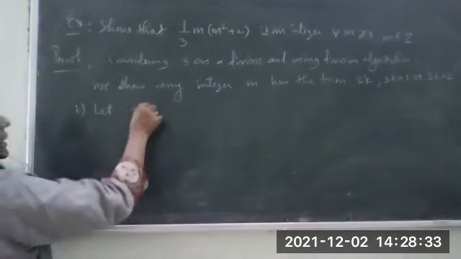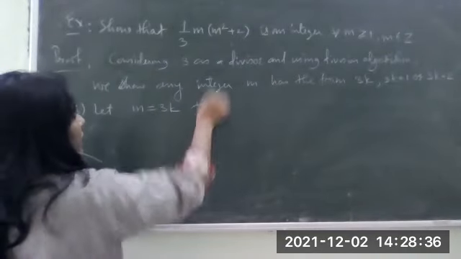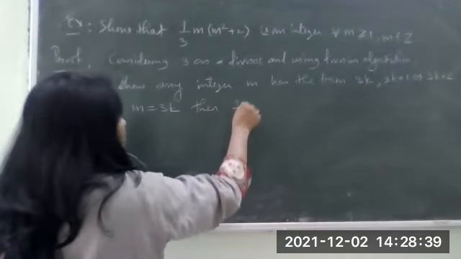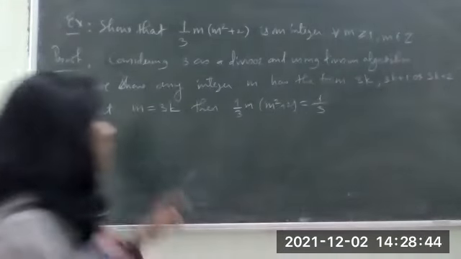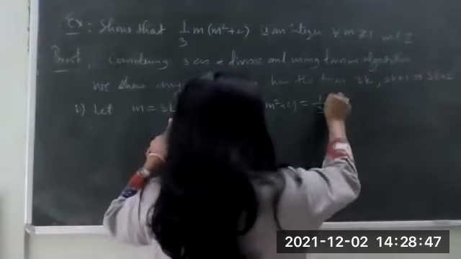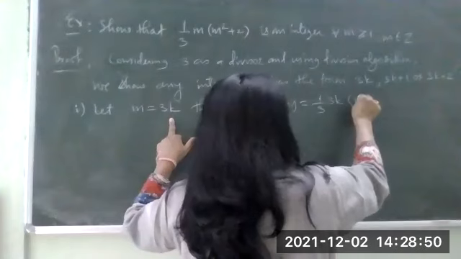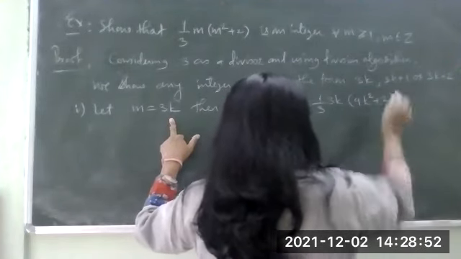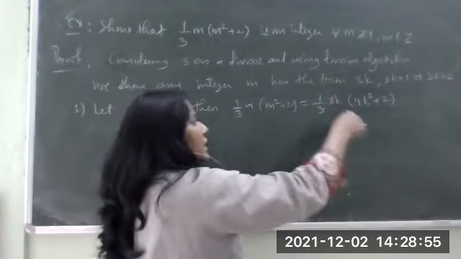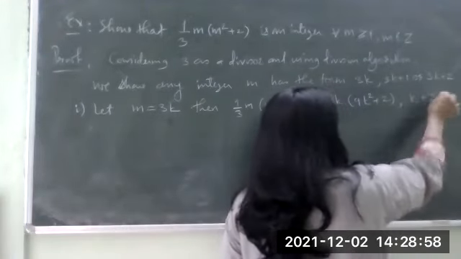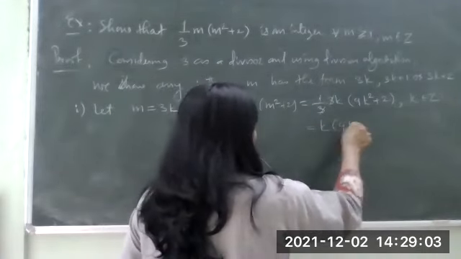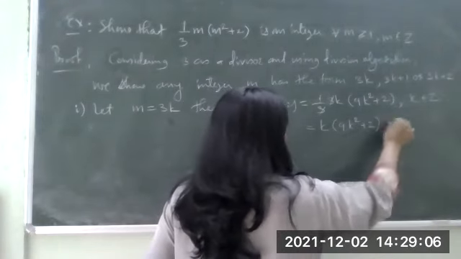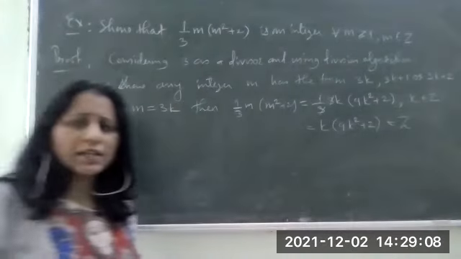Okay, so first case, let m is equal to 3k. If I put m equal to 3k in this expression, then 1 by 3 m into m square plus 2 becomes 1 by 3 into 3k into 3k square, that is 9k square, plus 2. So you will find 3 will get cancelled, and this is equal to k into 9k square plus 2, which belongs to Z. So this is an integer value.